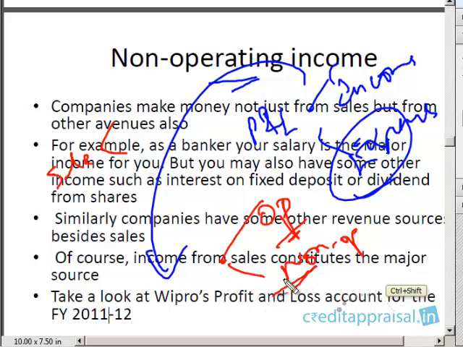Non-operating, we have already discussed. It is something which is not the main activity of the company. So income from interest on fixed deposits and things like that. We are going to see a lot more examples in the coming slides.